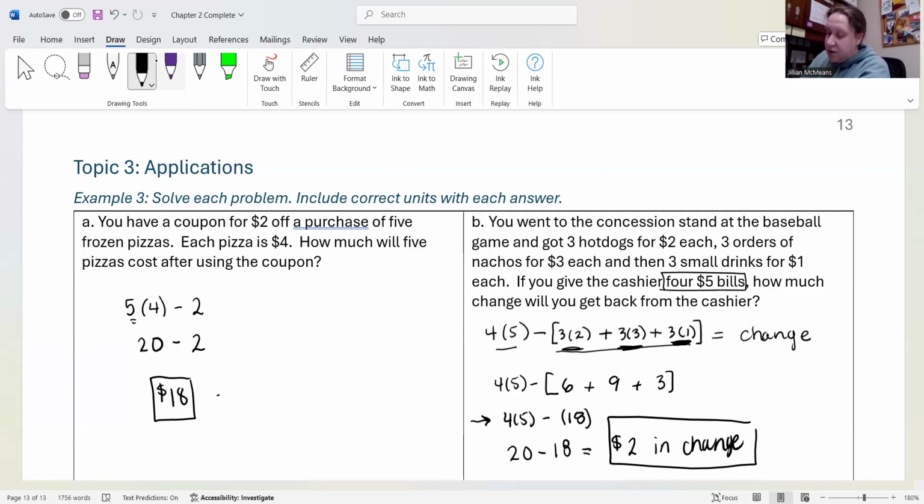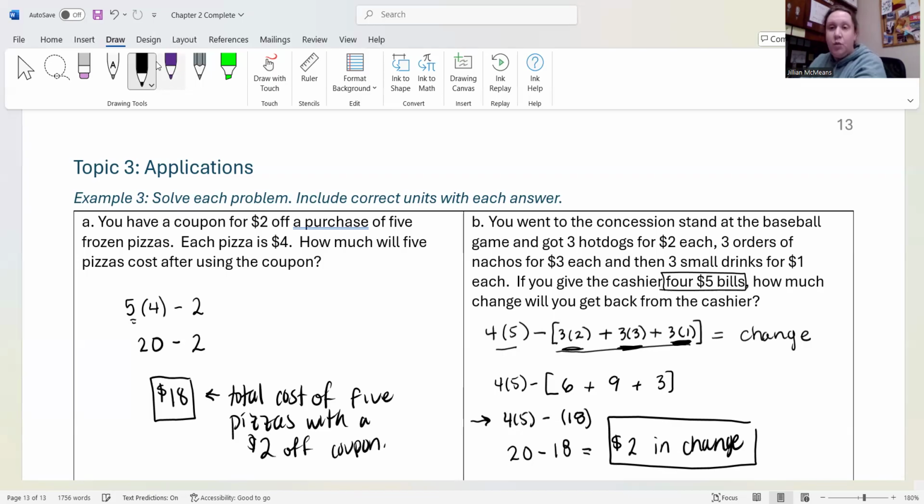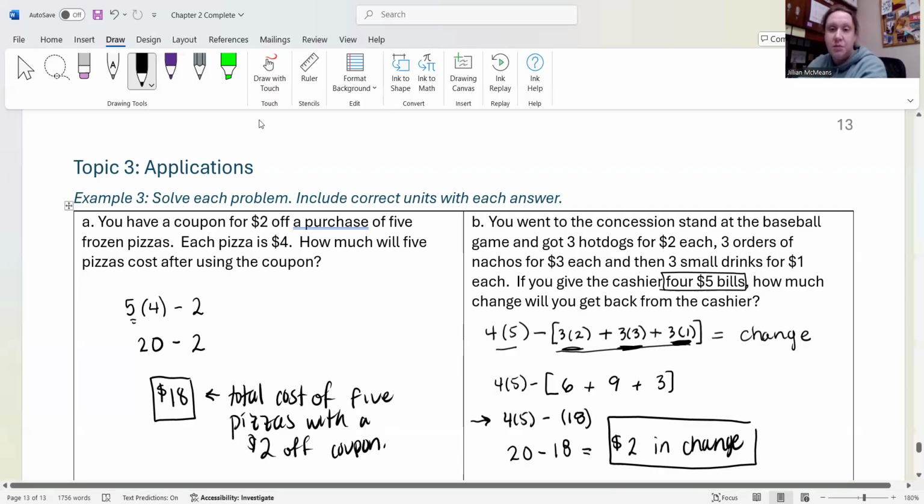And then I did forget to describe this answer. This was the total cost of 5 pizzas with a $2 off coupon. So there you have it. When you have problems like this, you're describing some situation in the real world. You want to create one model that describes that, which you can then use the order of operations to simplify.